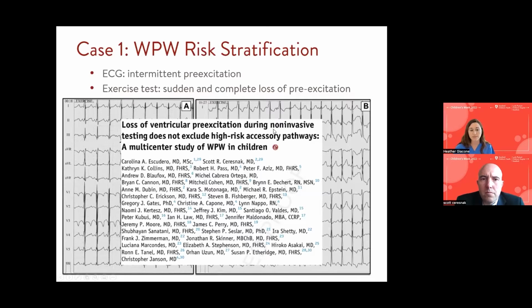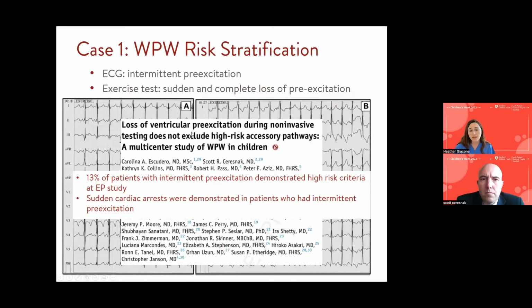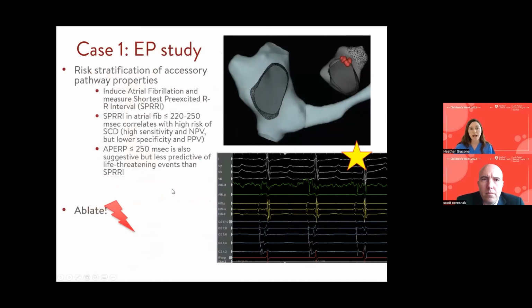But we now know that loss of ventricular pre-excitation during non-invasive testing does not exclude high-risk accessory pathways. Dr. Sostek was involved with a multi-center study of WPW in children, and we saw that about 13% of patients with intermittent pre-excitation did demonstrate high-risk criteria at an EP study. And these patients also did experience sudden cardiac arrest. So now what do we do? Now we refer them for an EP study.